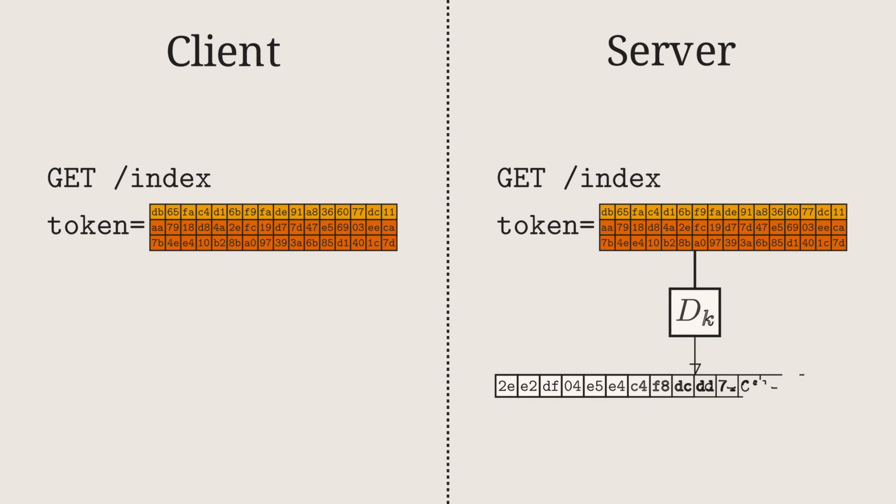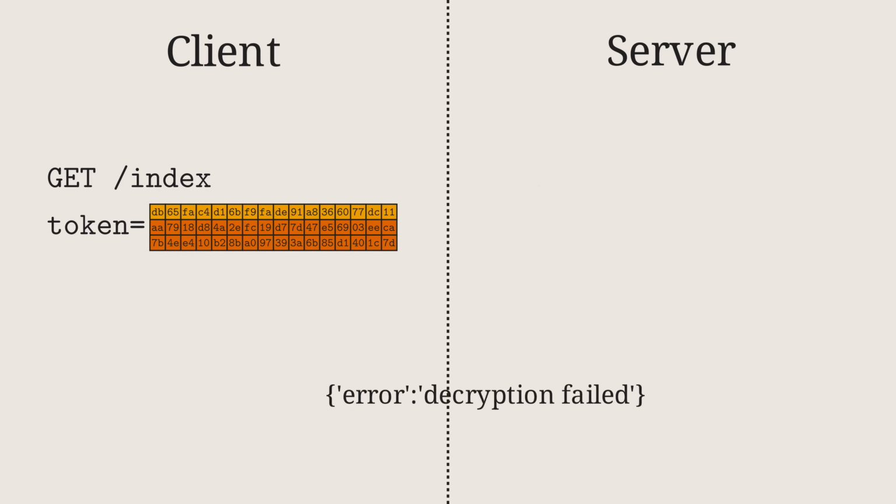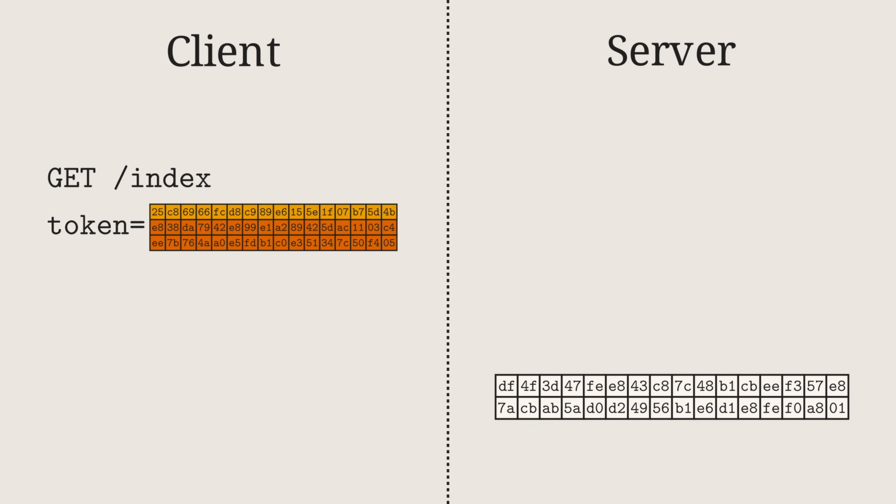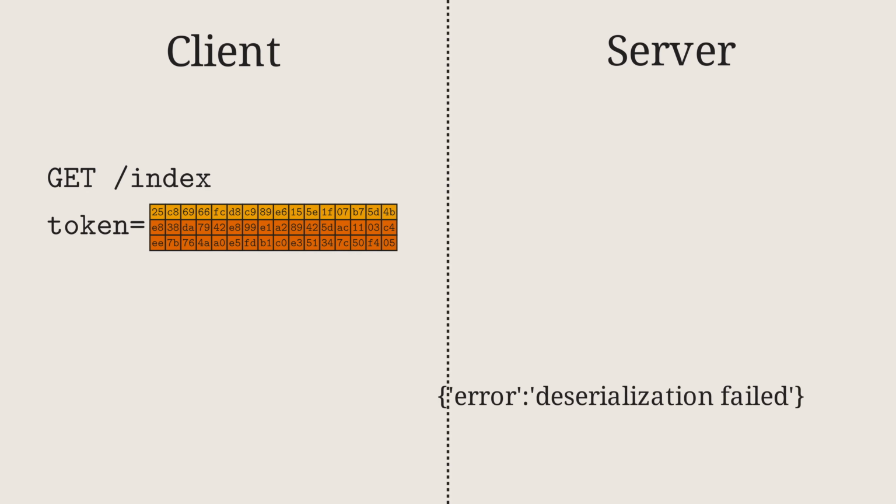There are two main error cases here. The first is when the padding is bad and the decryption fails, which is the most likely outcome. The second is when the padding is valid. In this case, the data is probably still garbage, causing the deserialization to fail. In both of these cases, our query fails and we get an error back from the server.